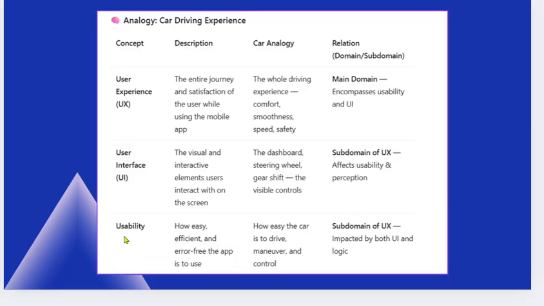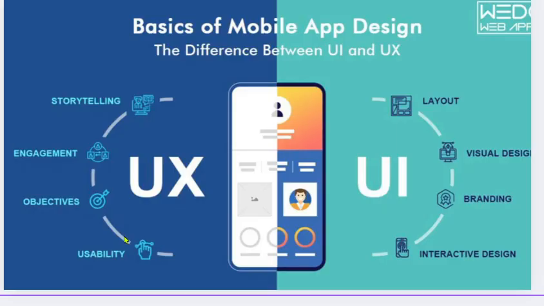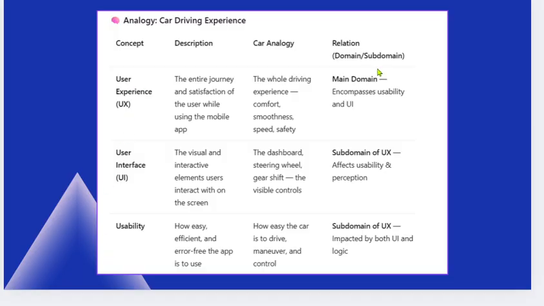Usability. As we saw in the previous slide, usability is more on the UX. UX, user experience, here is about the whole driving experience. So here you see the similarity. Usability and user experience are related. Here it says how easy the car is to drive, maneuver, and control. Almost identical. The whole driving experience, how easy to use the app, error free. So those are usability.